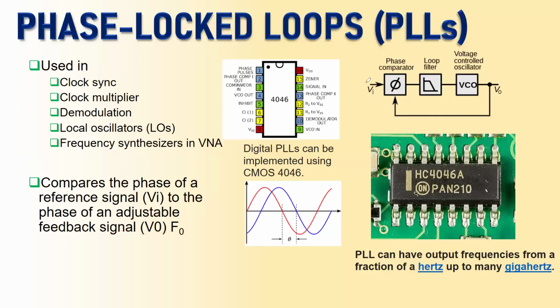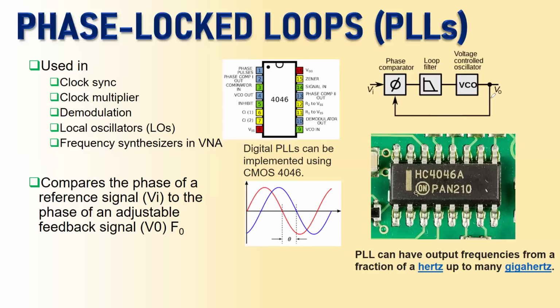I repeat again. So it will compare the VI signal right here. It has frequency and phase. For example, it is a sinusoidal signal. So it has frequency and phase. And the output signal is also a sinusoidal signal, which has frequency and phase. So the job of the PLL is to compare the phase of the reference with that of the feedback signal.